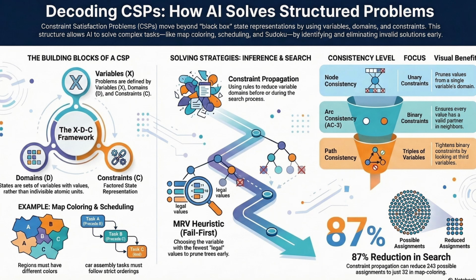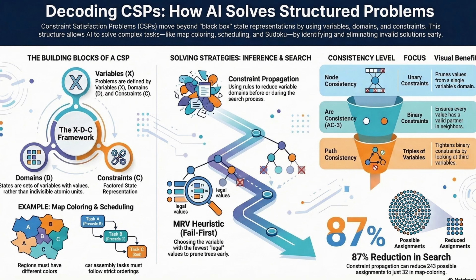Wait, hold on. For variables, we want to fail first. For values, we want to fail last. That sounds totally contradictory. It does, doesn't it? Yeah. But it's a beautiful paradox. Think about it. For variables, we want to find the dead ends early to prune the tree. But once we commit to a variable, we want to pick the value that is most likely to succeed. We only need one solution.